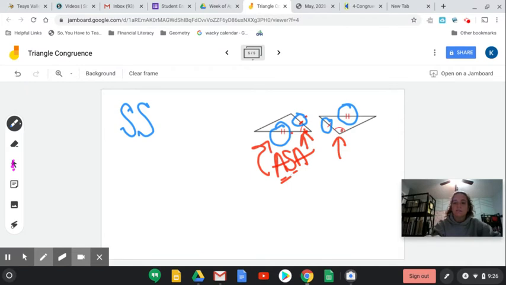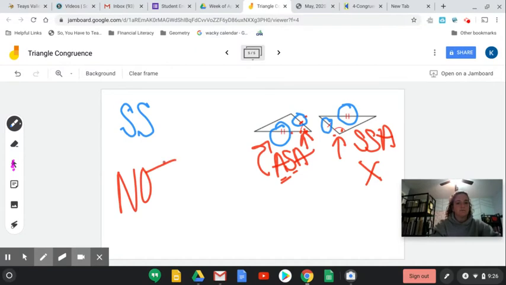But this one doesn't. This one shows our cuss word, right? I'm going to write it the other way so parents don't get mad at me. We don't have side, angle, or if you turn it around. We don't, geometry was nice, no cuss words. So that doesn't work. Since these angles aren't in the same spot, this one's not congruent. Okay, we don't have anything that's going to work.